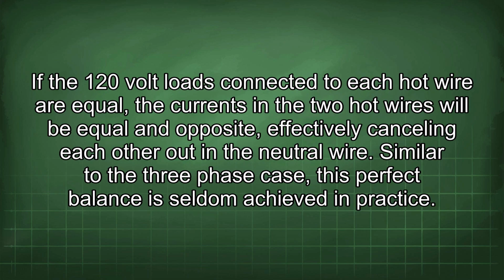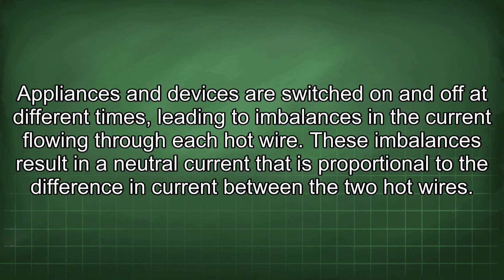If the 120 volt loads connected to each hot wire are equal, the currents in the two hot wires will be equal and opposite, effectively cancelling each other out in the neutral wire. Similar to the three-phase case, this perfect balance is seldom achieved in practice. Appliances and devices are switched on and off at different times, leading to imbalances in the current flowing through each hot wire. These imbalances result in a neutral current that is proportional to the difference in current between the two hot wires.